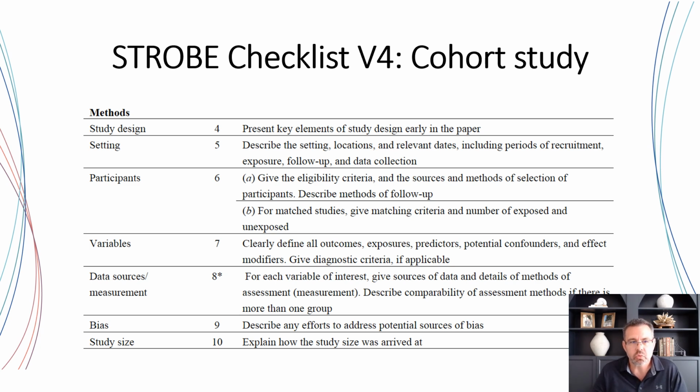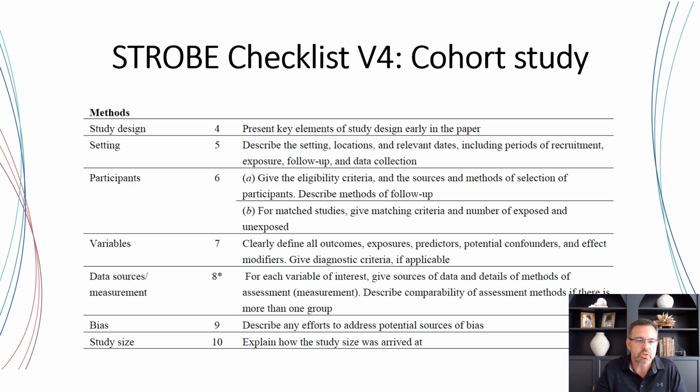For participants, we want to be sure to give the eligibility criteria and the sources and methods of selection of participants. And then here for matched studies, certainly give the matching criteria and the ratio of exposed to unexposed. Or for cases and controls, it could be a ratio of cases to controls, for instance.